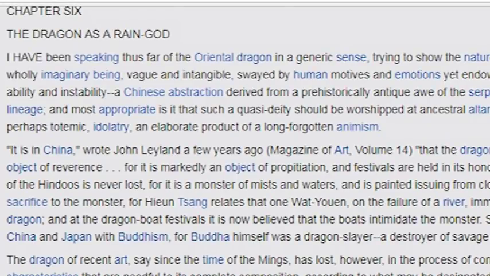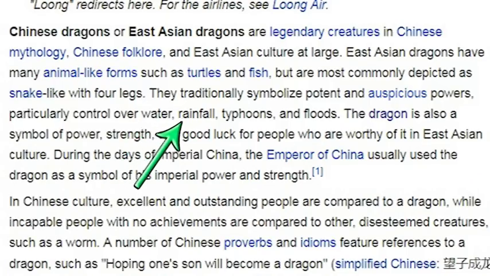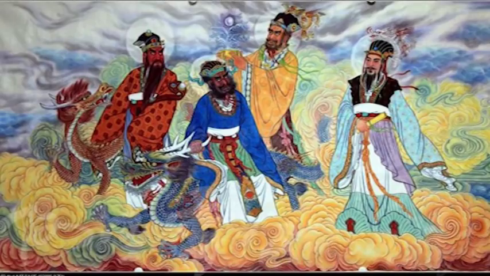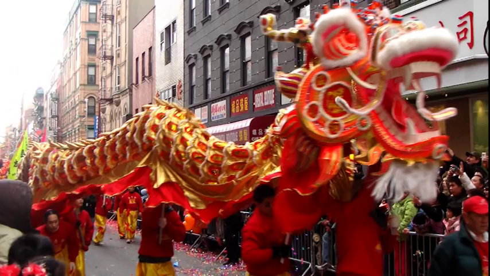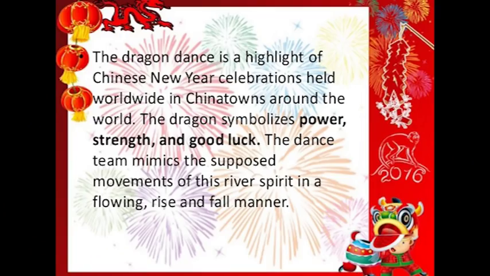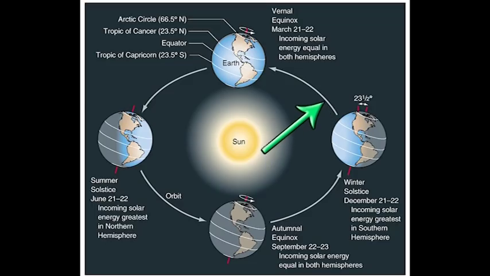The Chinese dragon is associated with rain, agriculture, and prosperity. It is also associated with floods and storms, as it is said to save people from such phenomena. In fact, there are four dragon king gods related to the four seas of China. The dragon is associated with the calendar, as the most important occasion on which the dragon dance is performed is Chinese New Year's Eve. The Chinese calendar is a luni-solar calendar, and the year begins somewhere in the period between winter solstice and vernal equinox.